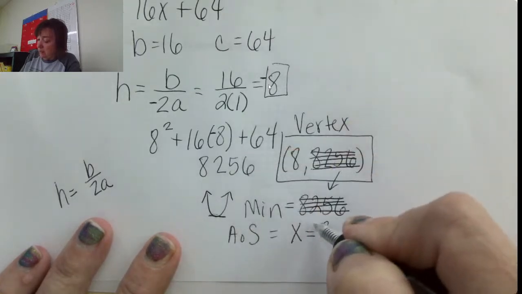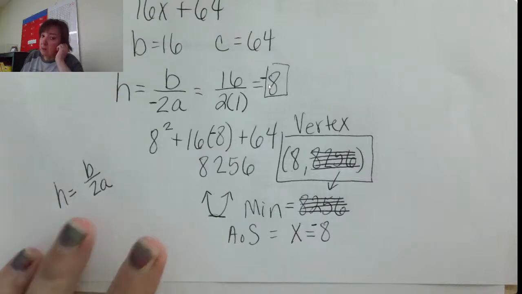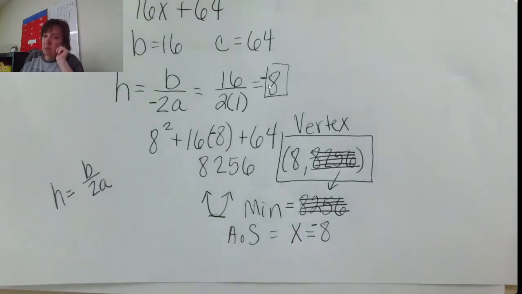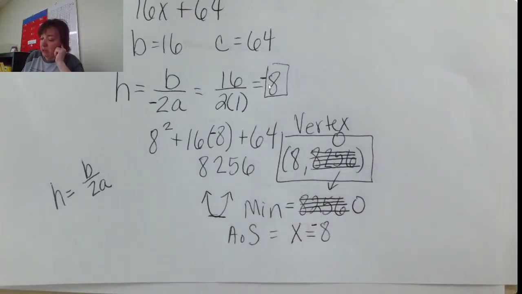So what'd that give us? You got 0? What's 16 times 8? Yeah, that's going to be right. So it is going to be 0. So our minimum is going to be 0 and our vertex x value is going to be negative 8. That makes more sense. Right? Y'all with me?